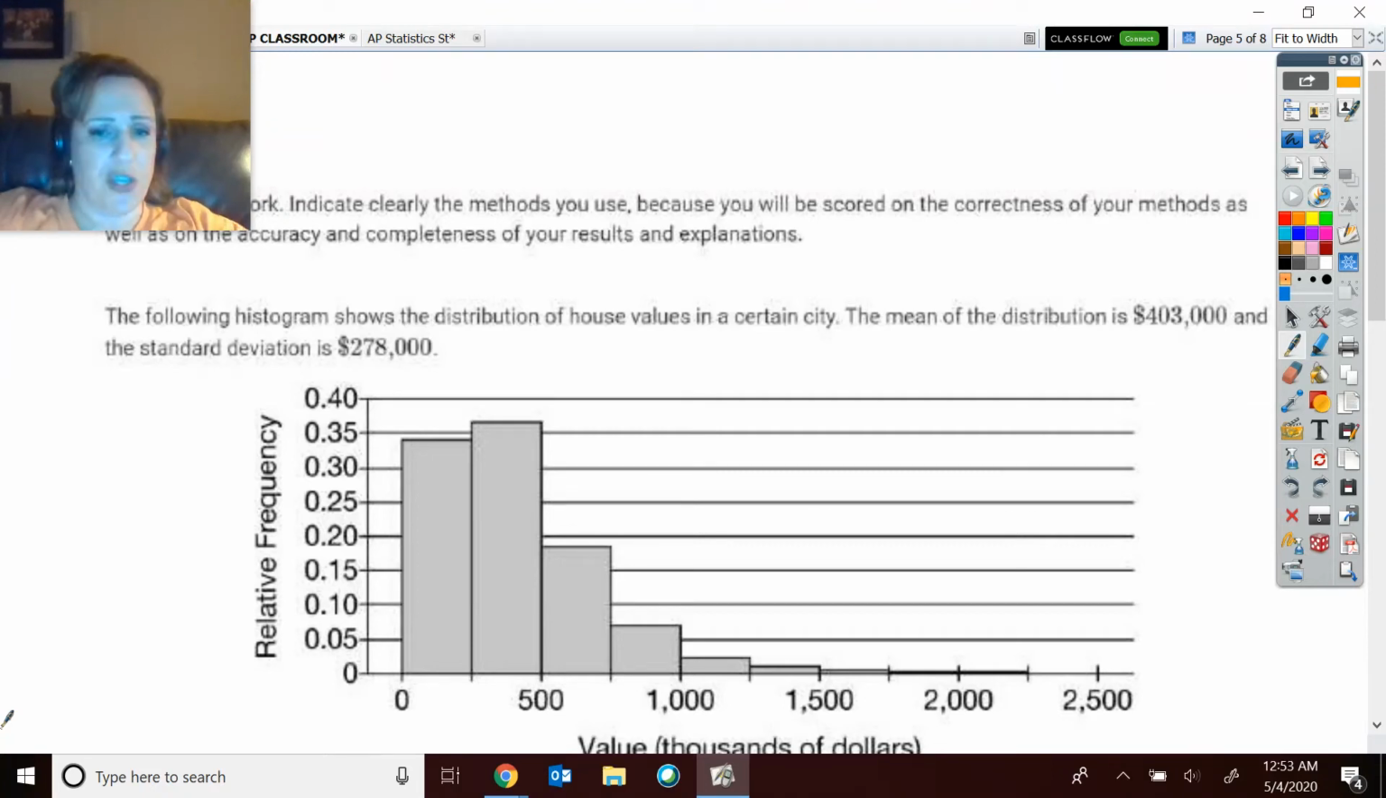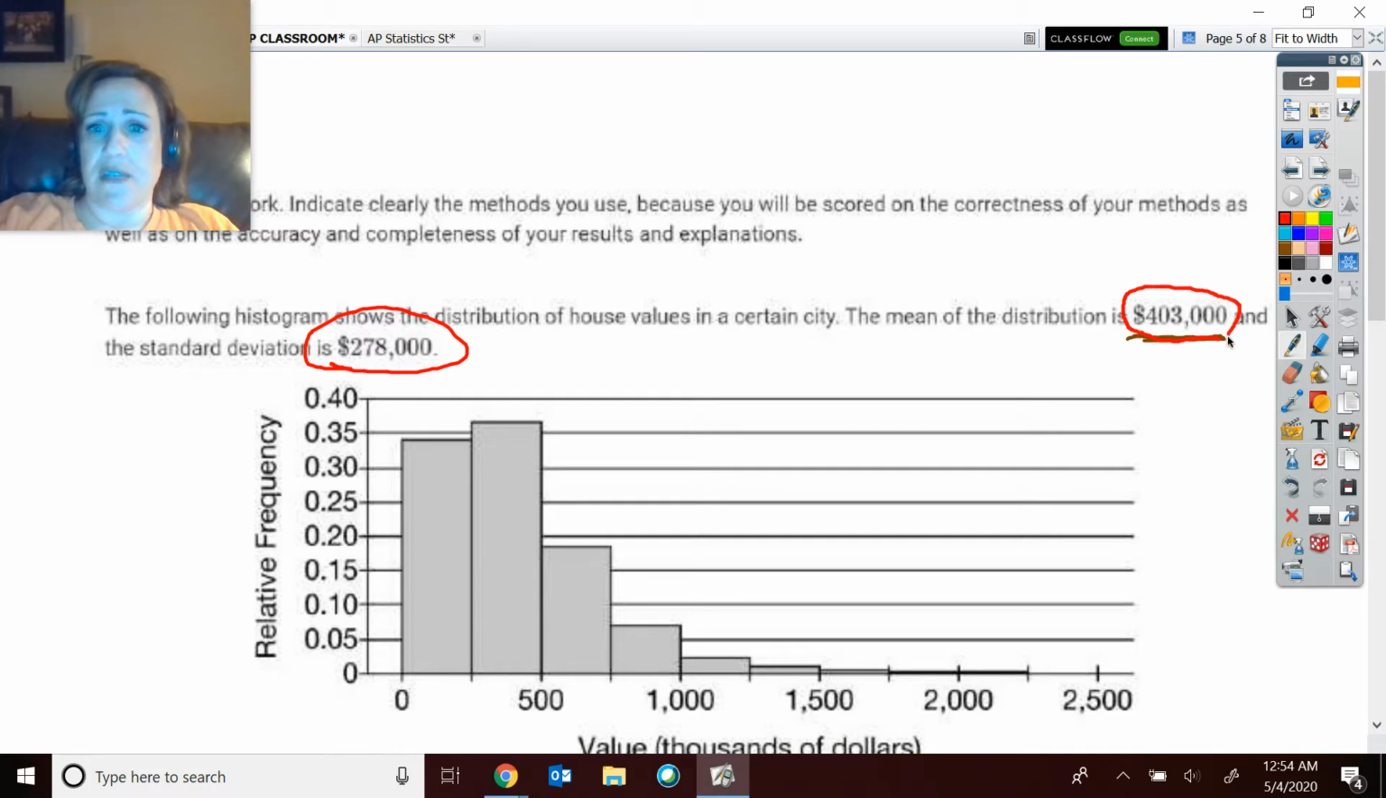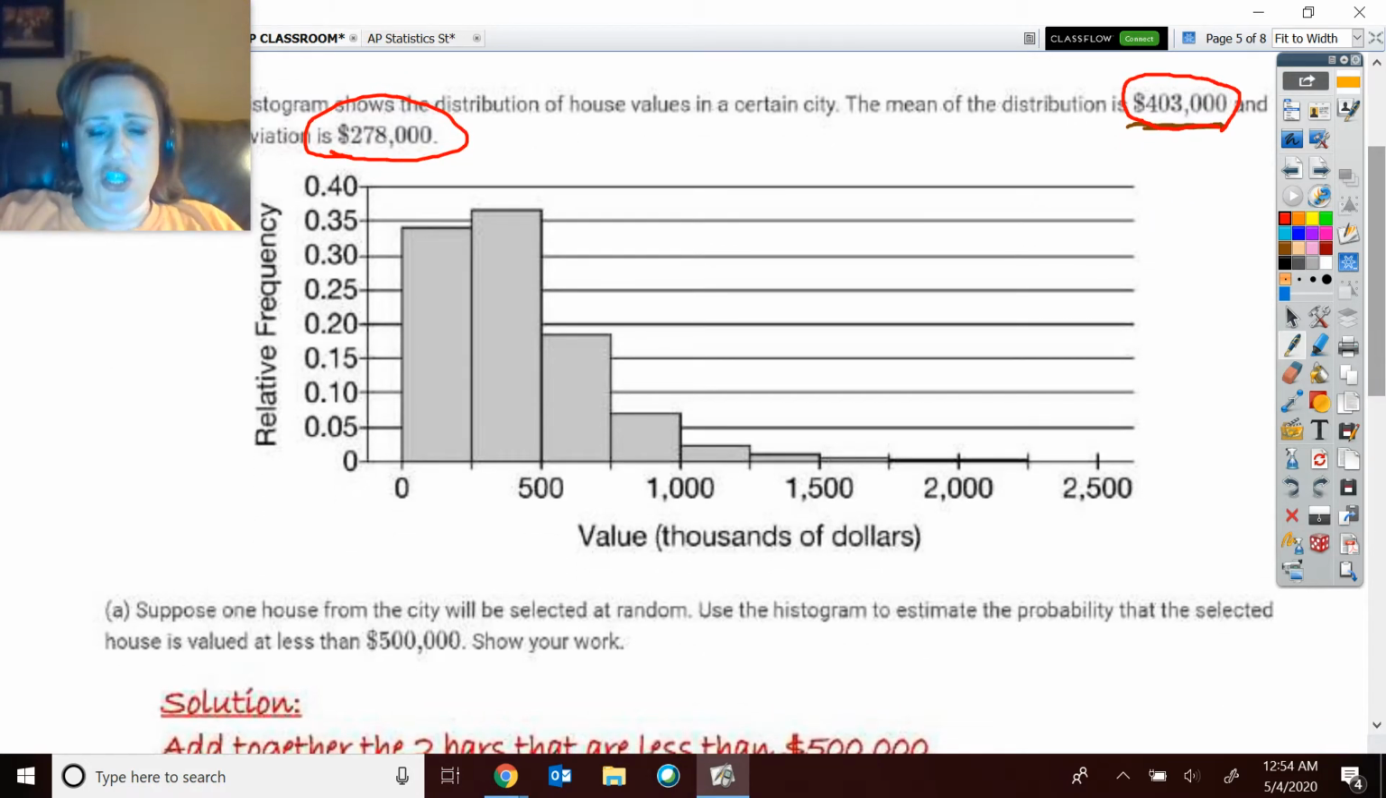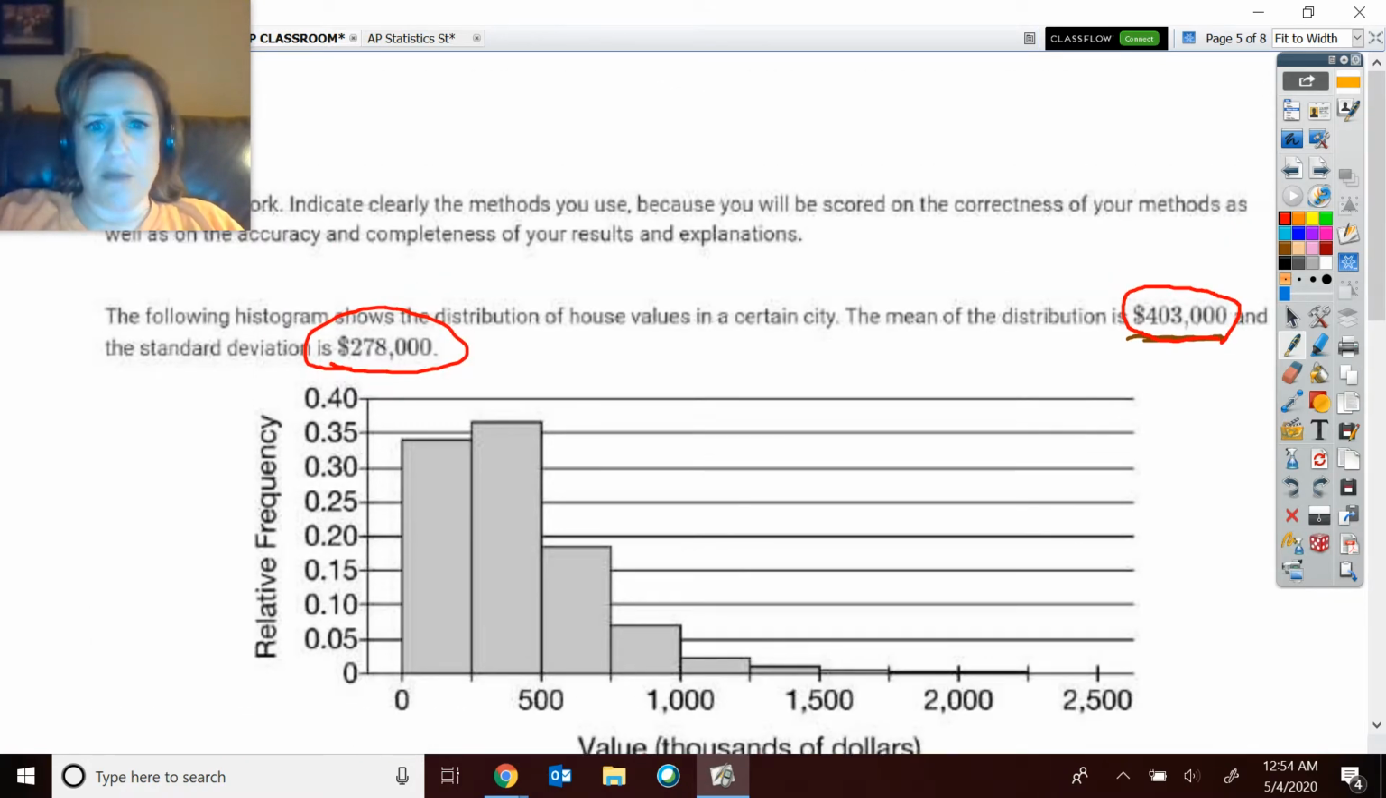All right, let's take a look at our second problem in Unit 5. Here we had a distribution of data, just a histogram that they had collected. They did tell us that the mean of this is actually 403, and the standard deviation of it is 278. So let's see here. Is this the population?